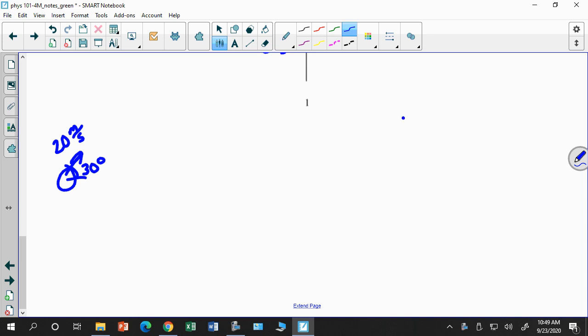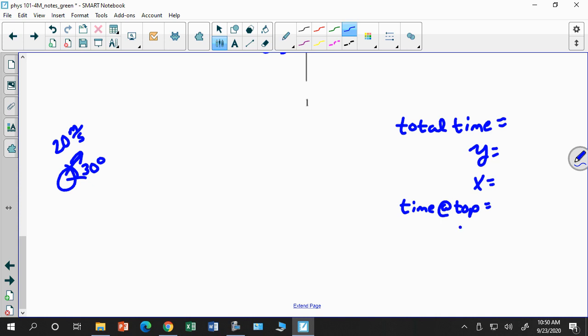I could ask, what is the total time? I could ask, what is the maximum y height? What is the maximum x range? I could ask, what is the time at the top? Or I could ask, what is the x component of the velocity? I could say, what is Vx equal to? I could ask a number of things. And so let's answer each of those questions here.